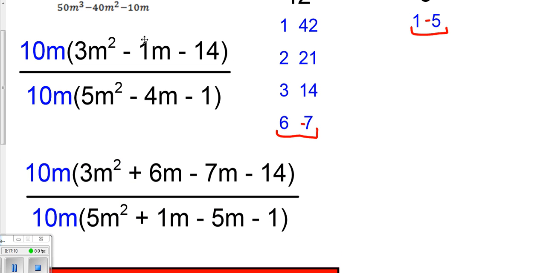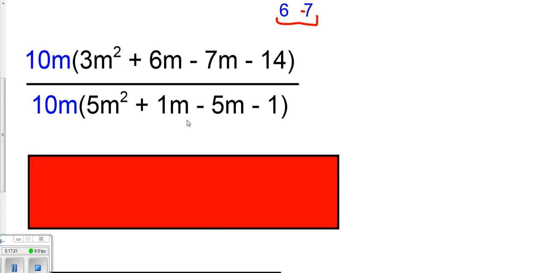We break the top one. This negative 1m becomes positive 6m minus 7m. This minus 4m becomes plus 1m and minus 5m. So now we've broken it up into 4 terms. It's ready for factoring by grouping. Here's one group. Here's our other group. That's for the top. On the bottom, here's one group. Here's our other group.